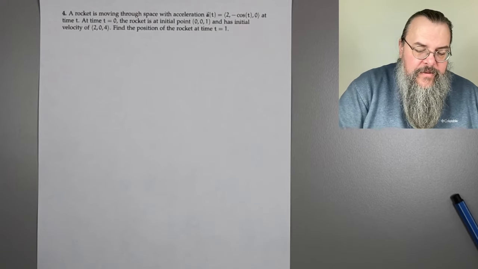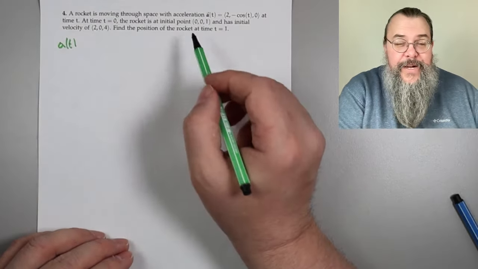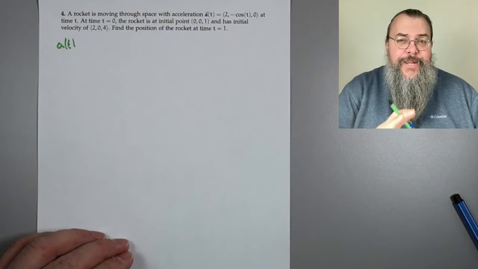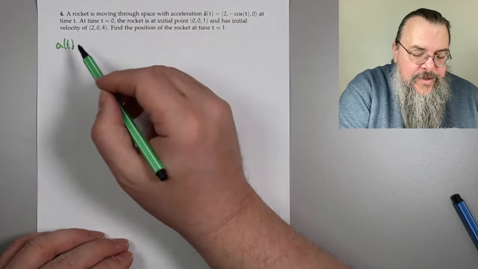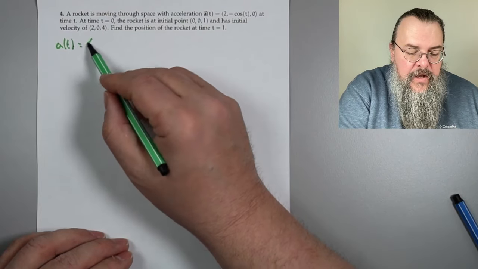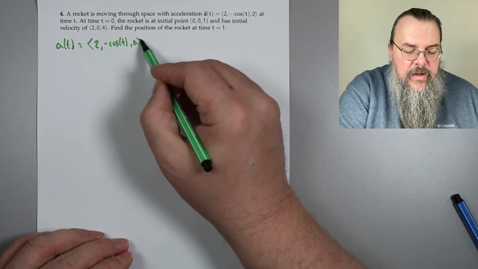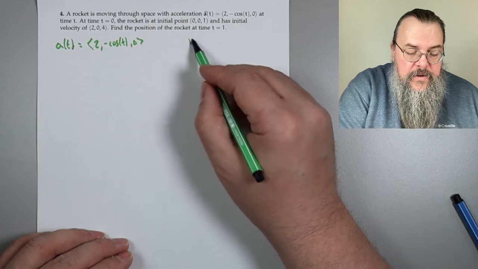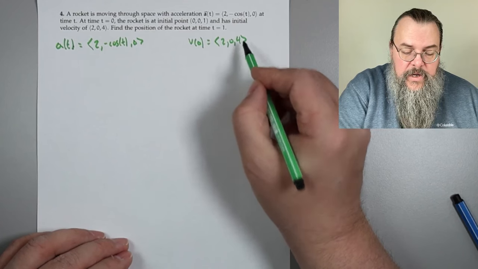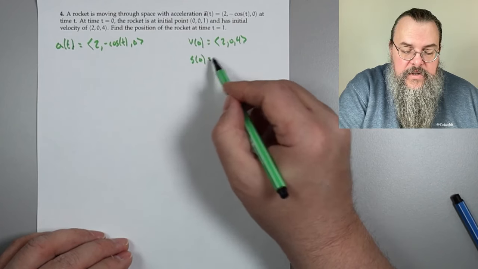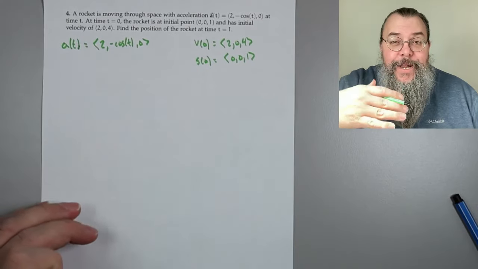Okay, so we'll write this out in a slightly different notation here. I'm going to use a of t. I'm probably not going to draw my little vectors, but we're amongst friends. We know what that means. If you ever see a little vector on top, that just means it's a vector valued function, if you will. So each entry is its own function. And we're told that v of 0, our initial velocity, is 2, 0, 4, and s of 0, our initial position, is 0, 0, 1.